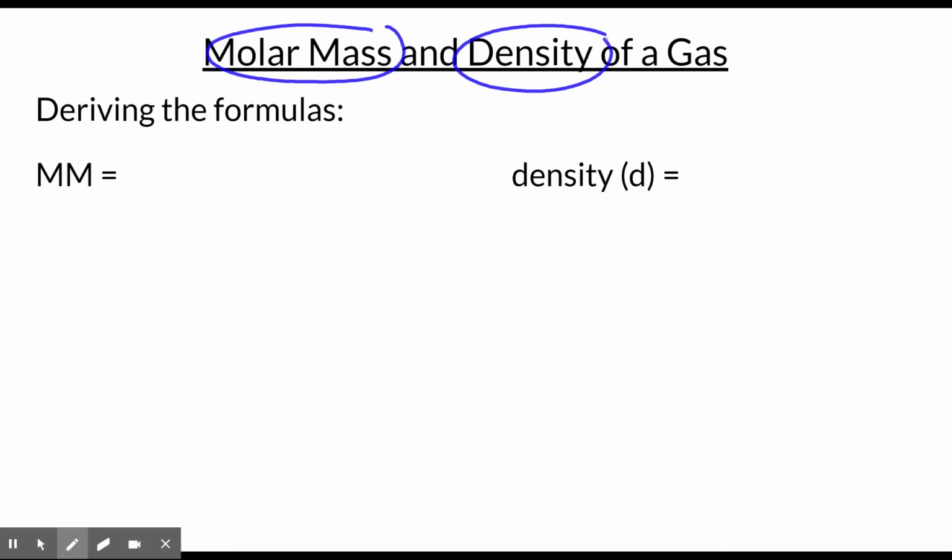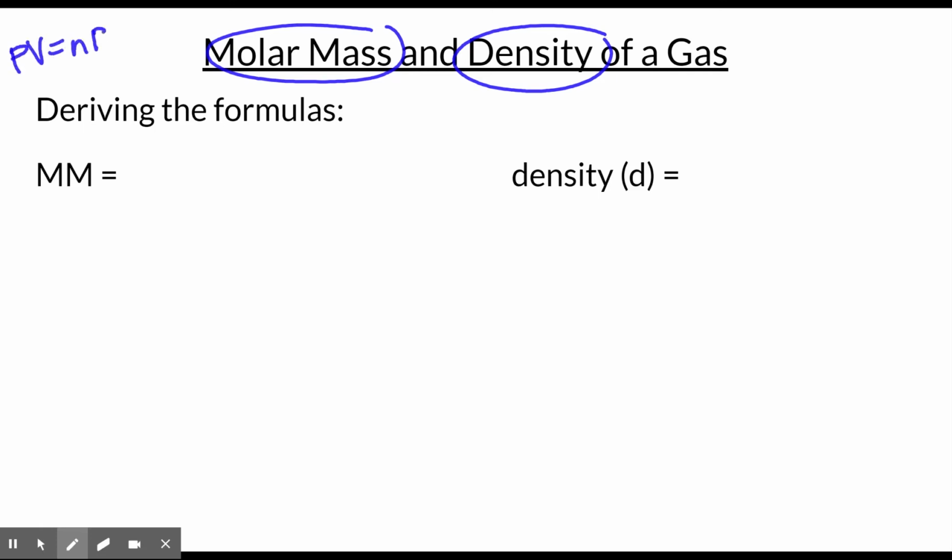I think when it comes to a testing situation, you can always just put these particular formulas on your note card and be done with it. If you decide that you can derive them during the test, then you should totally feel free to do that. But I will go ahead and show you where these formulas come from. So let's go ahead and solve for the molar mass of a gas formula.